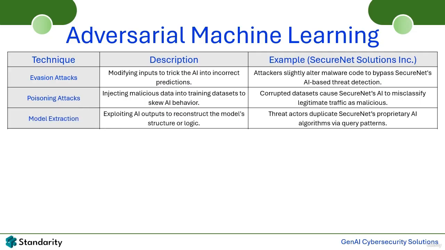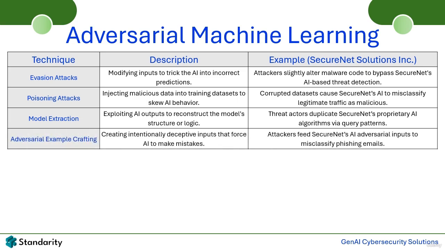Model extraction is another tactic where attackers exploit AI outputs to reconstruct the model structure or logic. By analyzing query patterns, threat actors can duplicate SecureNet's proprietary AI algorithms, leading to intellectual property theft. Similarly, adversarial example crafting involves creating deceptive inputs that force the AI into making errors. Attackers exploited this by feeding SecureNet's AI crafted phishing emails that were misclassified as benign.